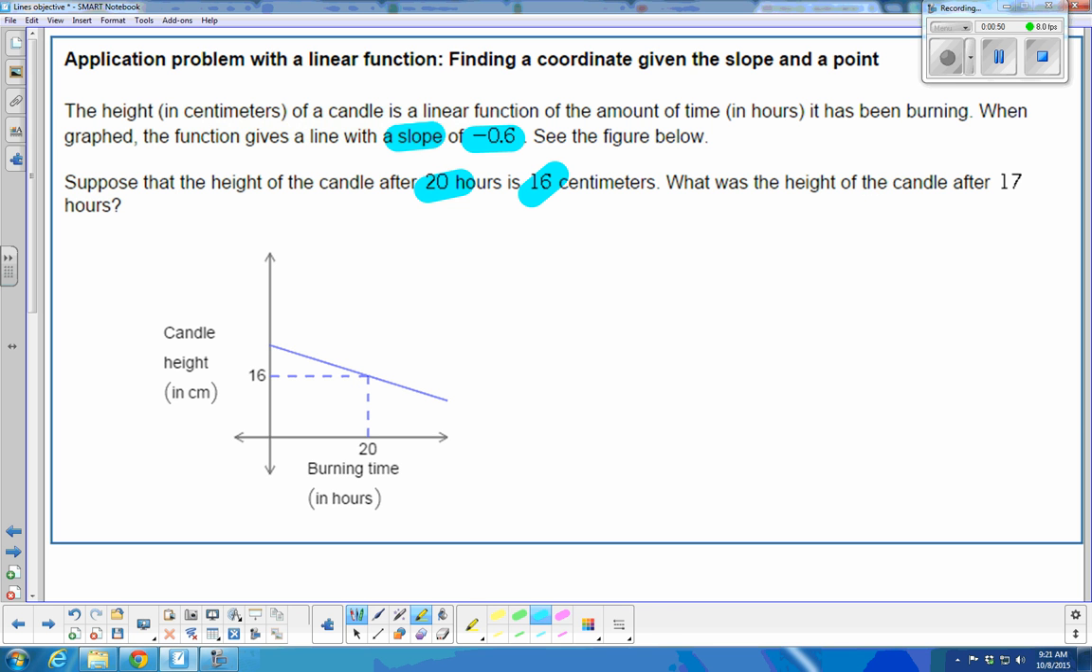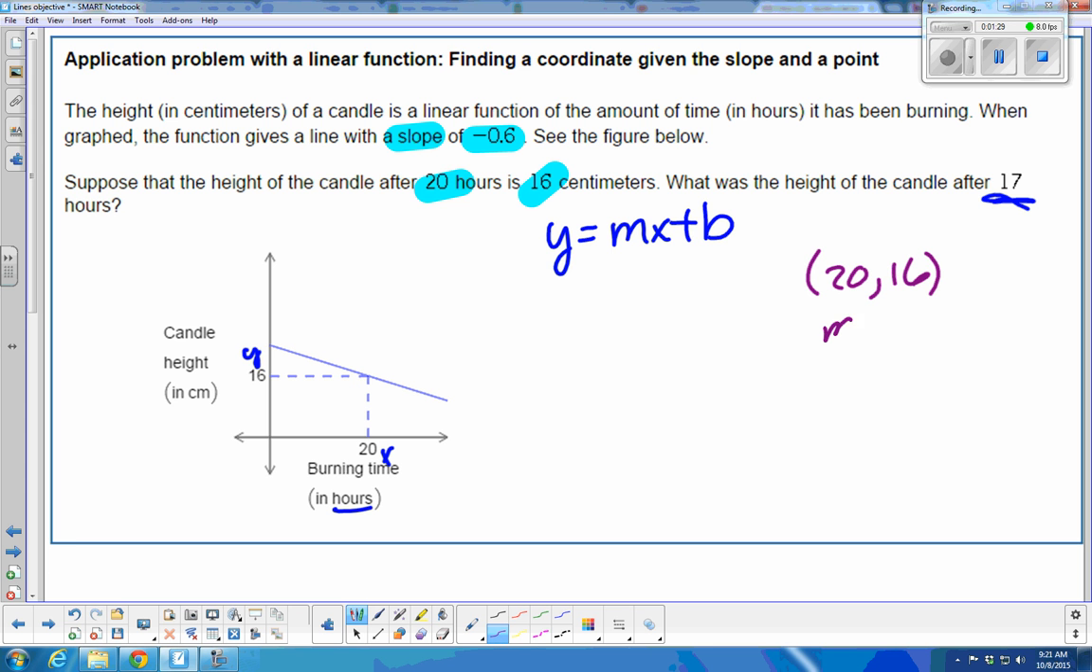Okay, so if we put that all together, we're going to try to develop an equation. And once we have the equation, we're going to plug in the 17 for my hours, which happens to be an x value, and we'll find the answer. So let's think about what form we want to use. We probably want to use the classic y equals mx plus b because it's very easy to use, and we're given the slope and we're given a point. You can notice the point right here. This is my x coordinate. That's my y coordinate. So x, y. All right, let's just summarize all that. Let's write it down. My point is (20, 16) and my slope is negative 0.6.